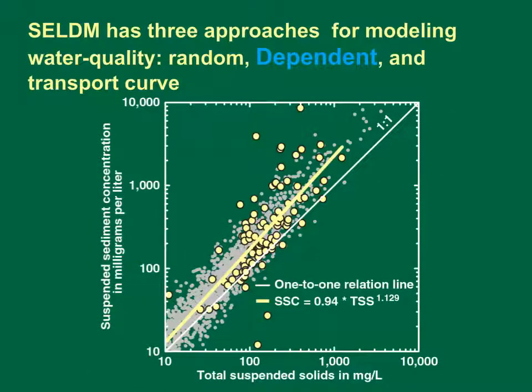A dependent relation is a regression line with random variability. Dependent relations are useful when commonly measured constituents can be used to simulate constituents with fewer data. This graph has suspended sediment on the vertical axis and total suspended solids on the horizontal axis with logarithmic scales. The graph shows a regression relation that can be used to estimate suspended sediment from total suspended solids. The yellow circles are measured concentrations, the yellow line is the regression relation, and the gray dots are the data generated by using the line plus or minus random scatter around the line.